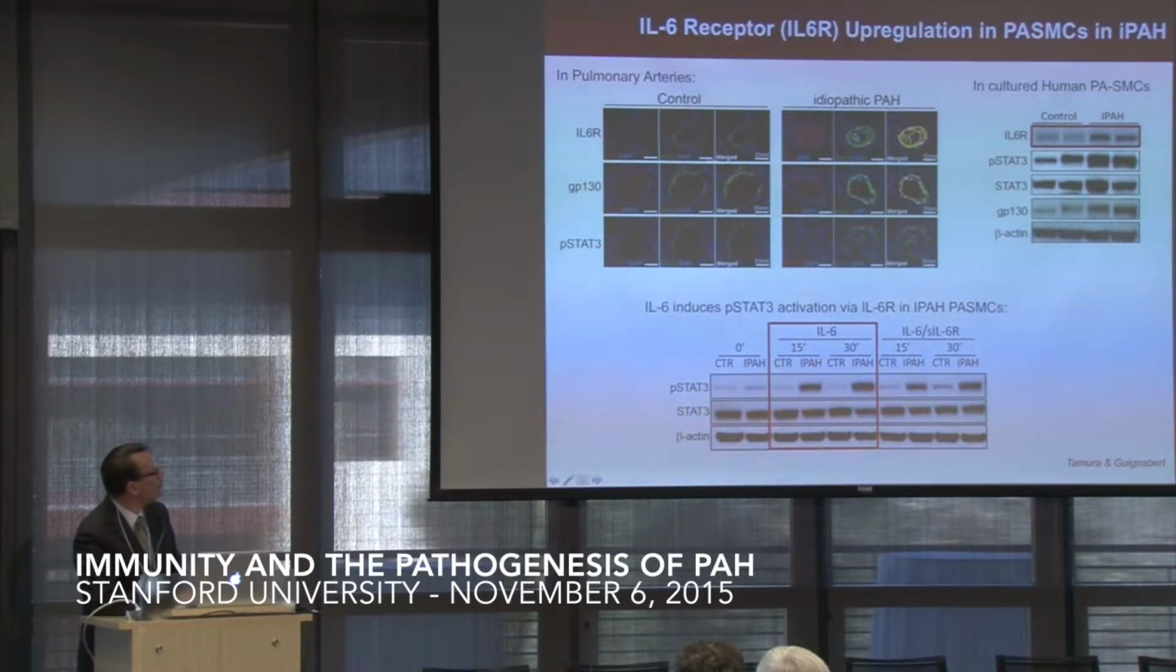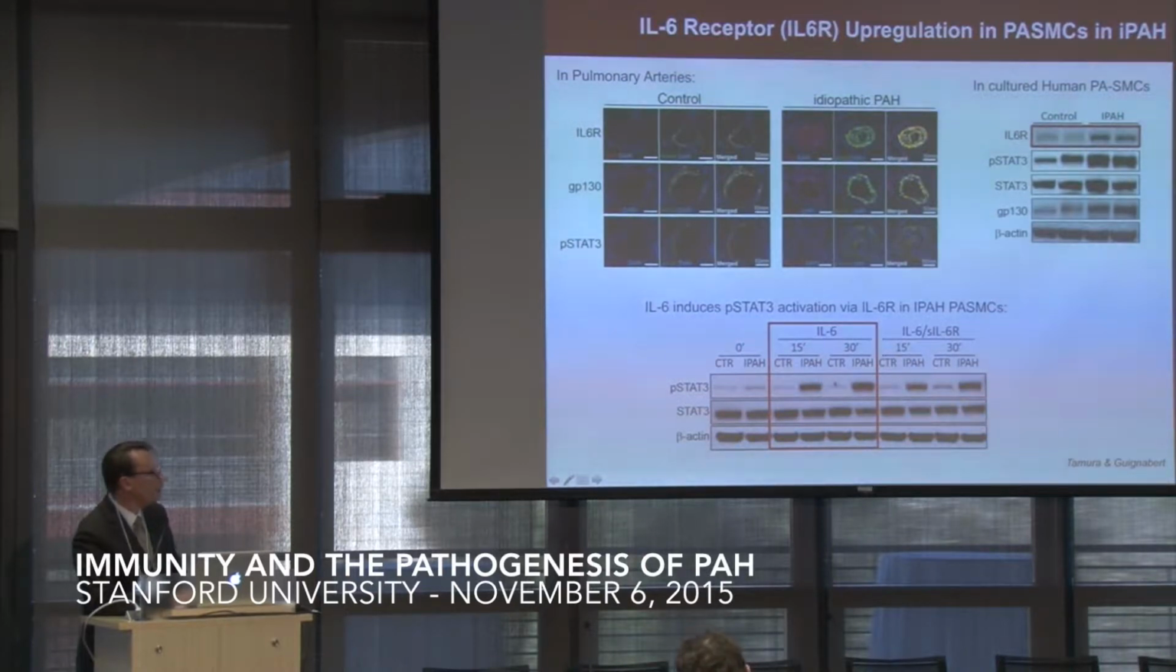You see here SM22, and it overlaps and it becomes yellow. So the pulmonary artery smooth muscle cell express a lot of interleukin-6 receptor as well as GP130. And interestingly, interleukin-6 induces p-STAT, so phosphorylation of STAT3, via an interleukin-6 receptor pathway. And you see here interleukin-6, so baseline, then 15 minutes, 30 minutes after interleukin-6 exposure, and phosphorylation of STAT3, which comes very quickly in IPAH smooth muscle cells, unlike control cells.